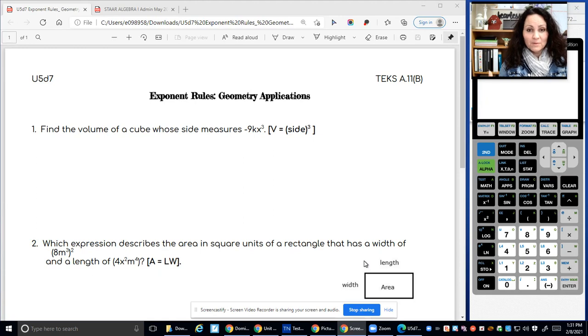Today we're going to talk about applying all that exponent knowledge that we have to geometry problems, okay? So let's begin.